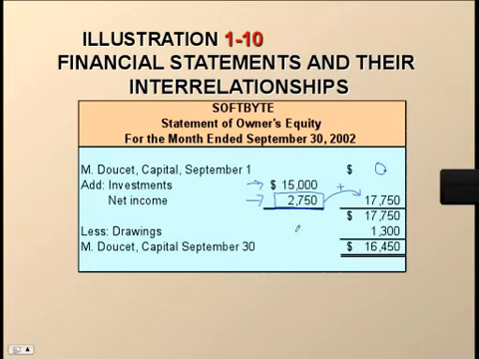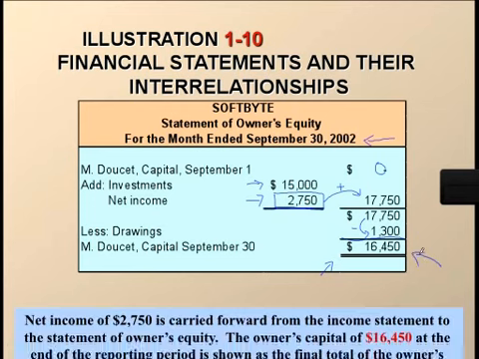Then the owner withdrew, so in the drawings account he took out $1,300, so $17,750 take away $1,300 equals, and your single ruled line indicating that you're doing a subtotal, equals $16,450. And don't forget your double ruled line and your dollar signs. Again, this is for a period of time. Okay, so now we have a new capital balance which we're going to need for our balance sheet.